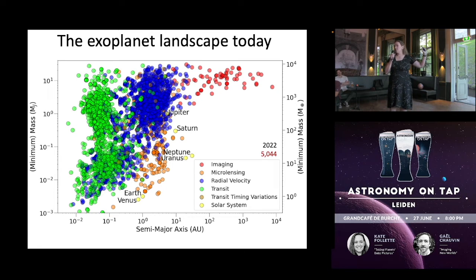I made this plot for you about an hour ago. So in 2022, these are the planets that we know about. I've colored them here according to the method that was used to detect them, where the planets that I study are these sort of reddish ones in the outer regions. We know of 5,044 confirmed planets now.